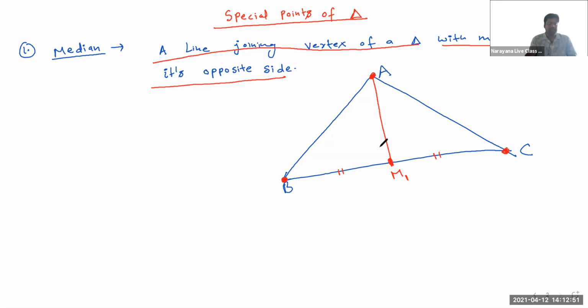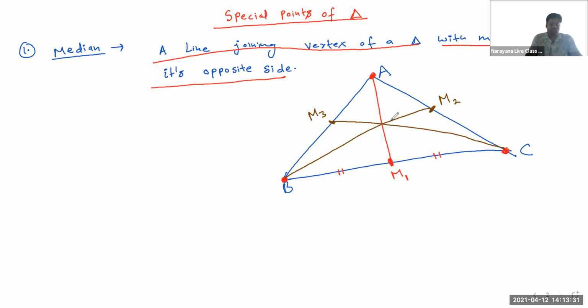In the same way, if you take the midpoint of AC as M2 and join it with B, then the line segment obtained is also a median through vertex B. And in the same way, if you join the midpoint of AB, let's take it as M3, with vertex C, then the line segment obtained is the median through vertex C.